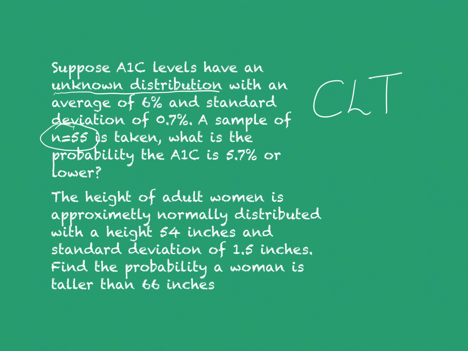The height of adult women is approximately normally distributed with a mean of 54 inches and a standard deviation of 1.5 inches. Find the probability a woman is taller than 66 inches. We know that this is approximately normally distributed, so we know something about the original distribution, and we're looking at a single individual. So in this case, we're going to use the standard normal distribution.